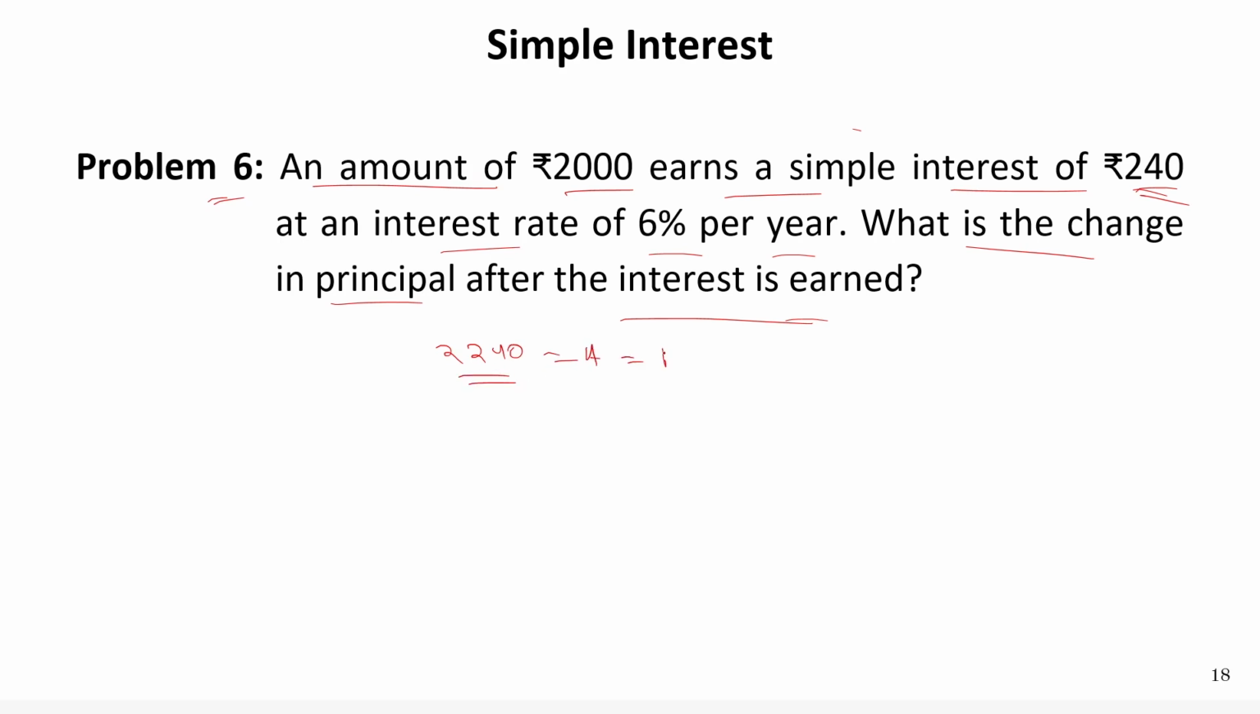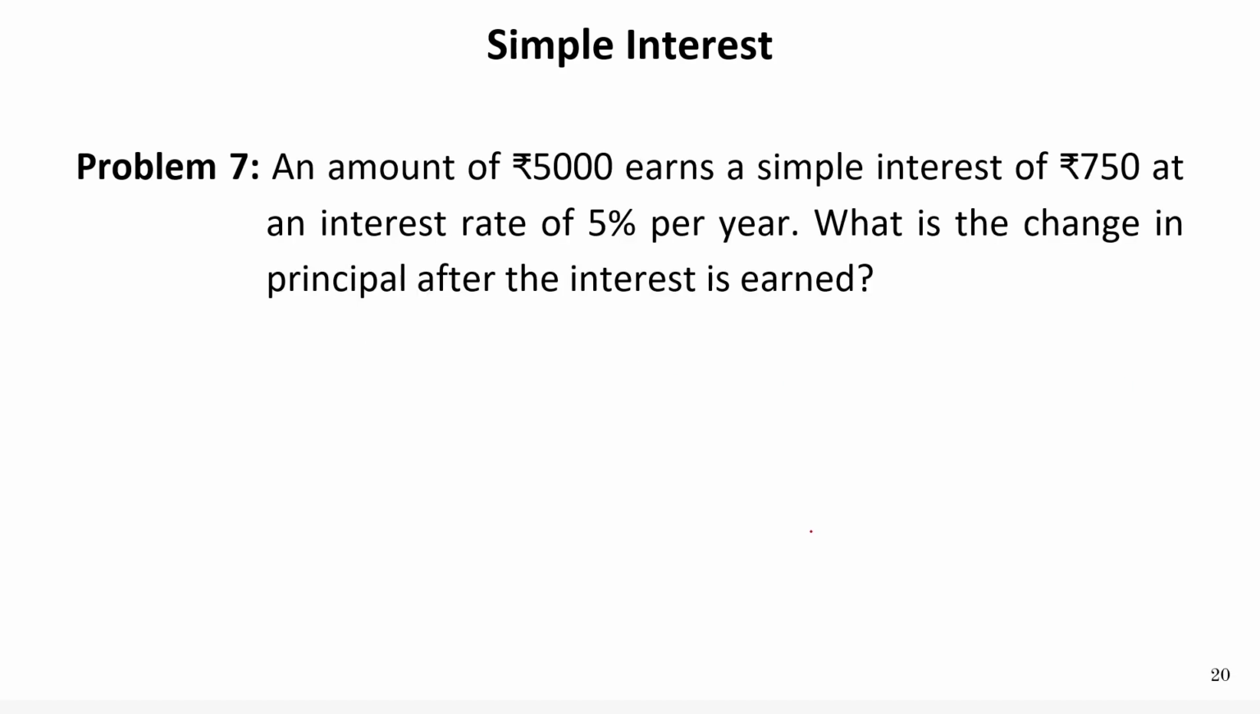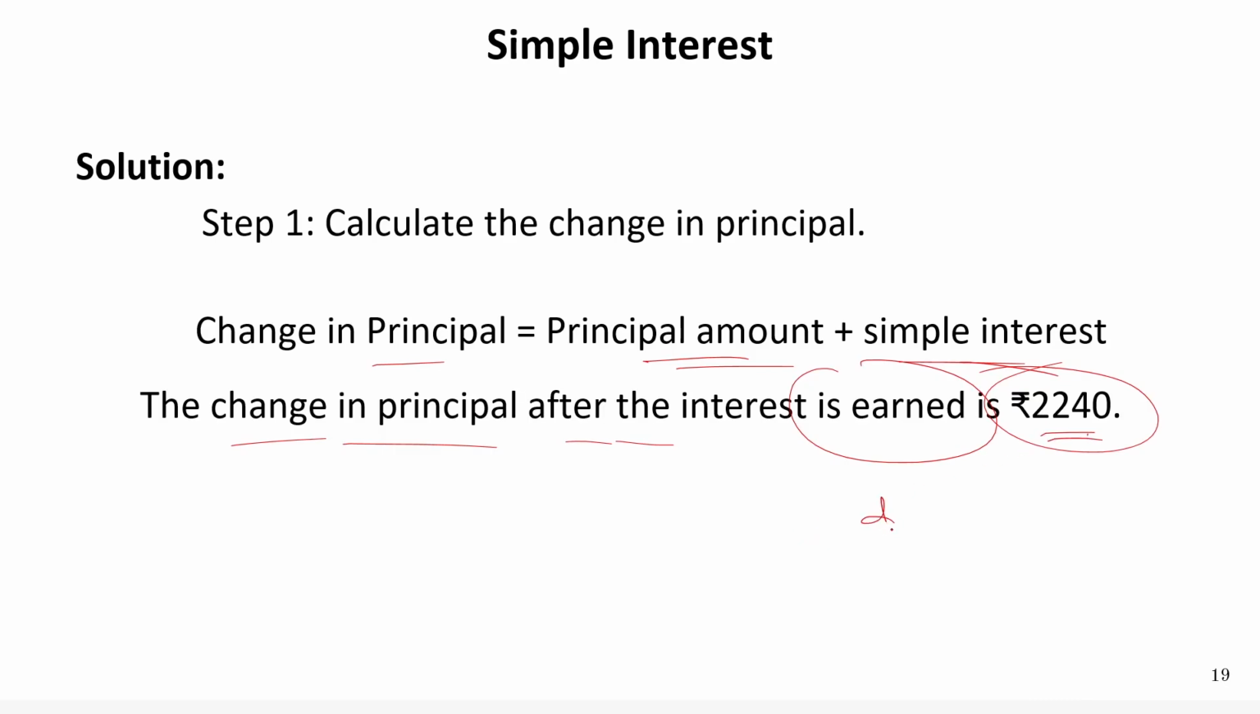A is equal to what? P plus SI. So P is equal to 2000 here, and SI is given to us as 240. So the difference between the principal and the amount after the interest is earned, A minus P, is equal to SI, that is nothing but 240. So change in principal is equal to principal amount plus simple interest. So the change in principal after the interest is earned is 2240. So this is the changed value. So the difference will be 240, that is 2240 minus 2000.